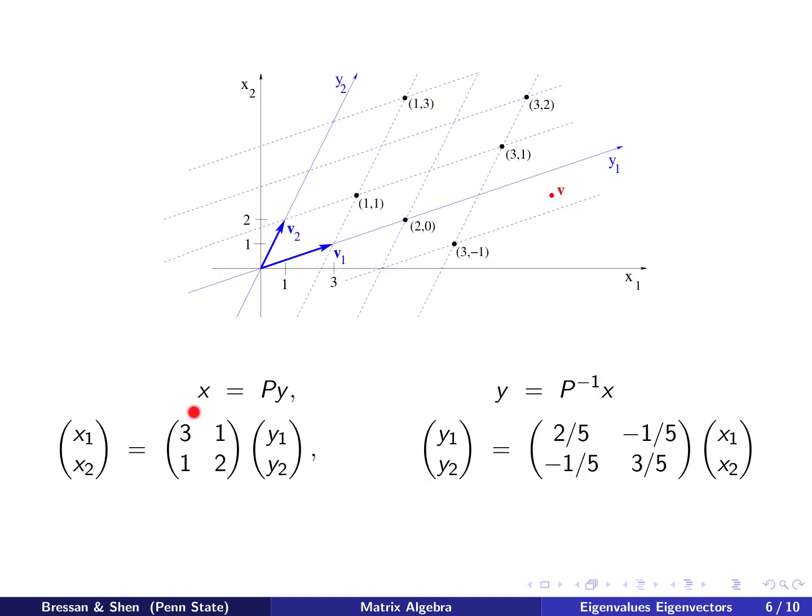Okay, so more specifically, let's put in the P matrix here. So x1, x2, the vector of x, would be this matrix times y1, y2. And then take the inverse, you have y1, y2 equal to P inverse, so you can work out the inverse of this matrix, which is here, times the vector x1, x2.